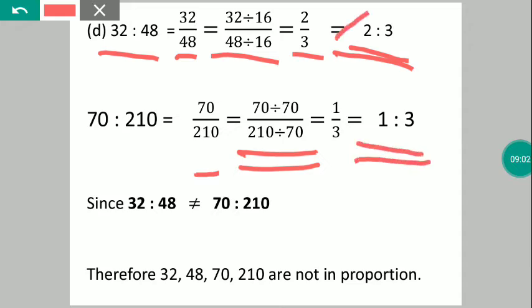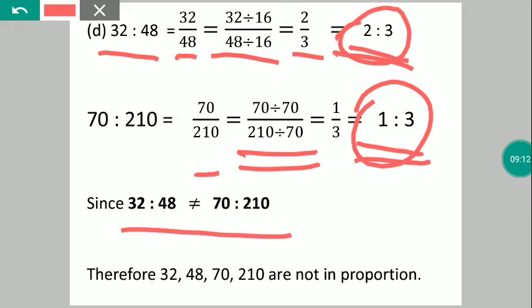Now the ratio is 2:3 and 1:3. Both ratios are different, not equal. So 32:48 is not equal to 70:210. Therefore 32, 48, 70, 210 are not in proportion.